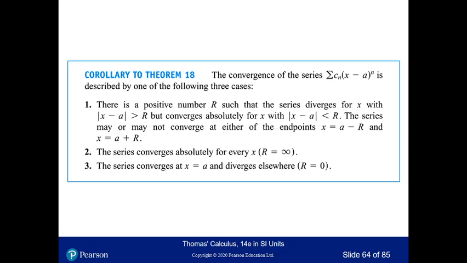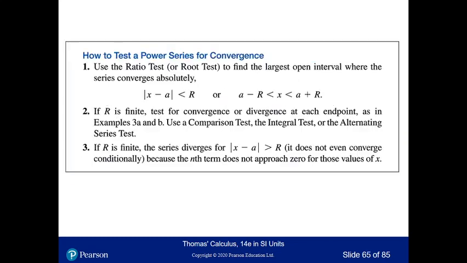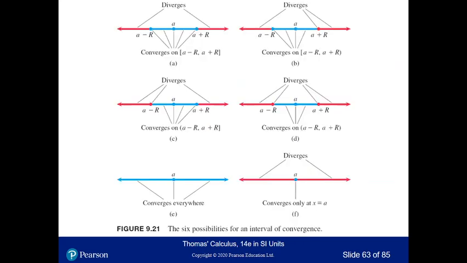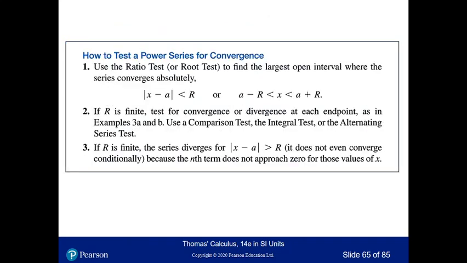And the third one, the series converges at x is equal to a, diverges elsewhere. The radius of convergence is 0, just a single point. Okay, here, single point, which means just at one point it's convergent. Radius of convergence is 0.